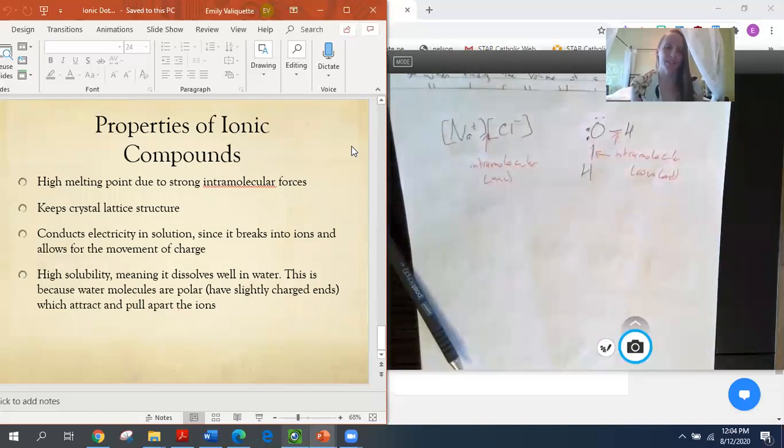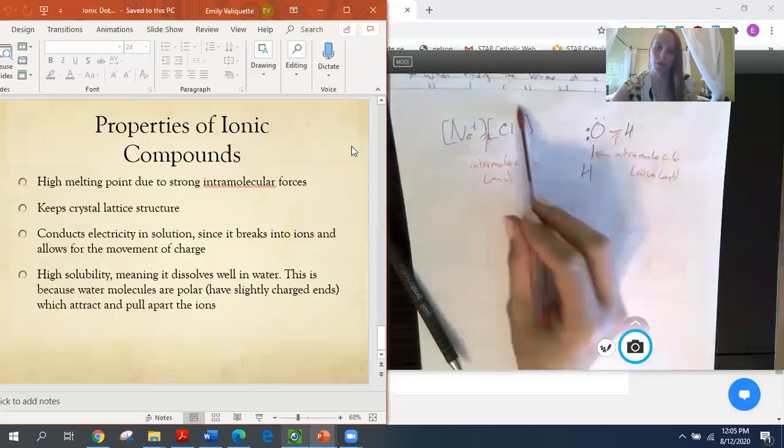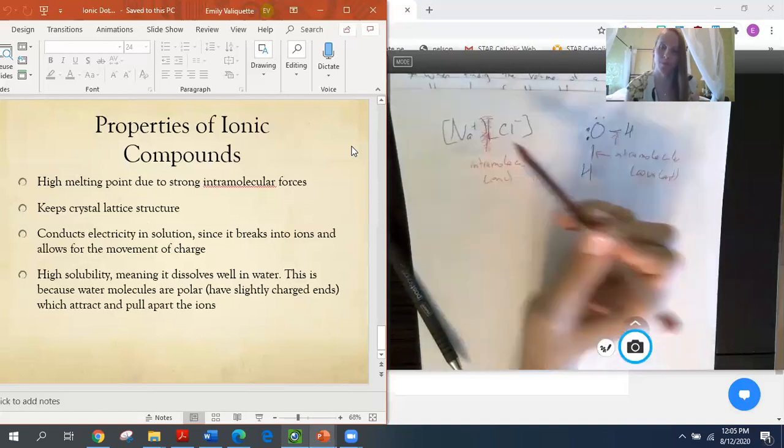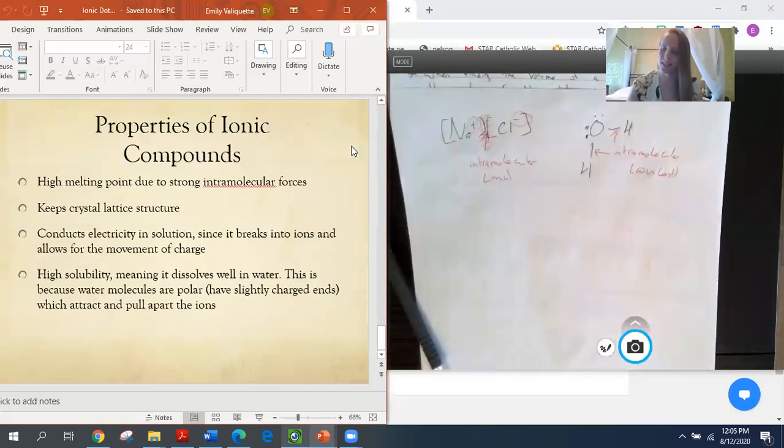Okay, and lastly, some properties of ionic compounds. Like I already said, they do keep that crystal lattice structure. They tend to have very high melting and boiling points because this intramolecular bond is so strong. And in order to boil this substance, you would have to break that bond, which is very difficult to do. Ionic substances also conduct electricity in solution because of the presence of these positive and negative charges. Anytime you have ions in solution or charged particles in solution, the electricity is able to move between the different ions that are present.